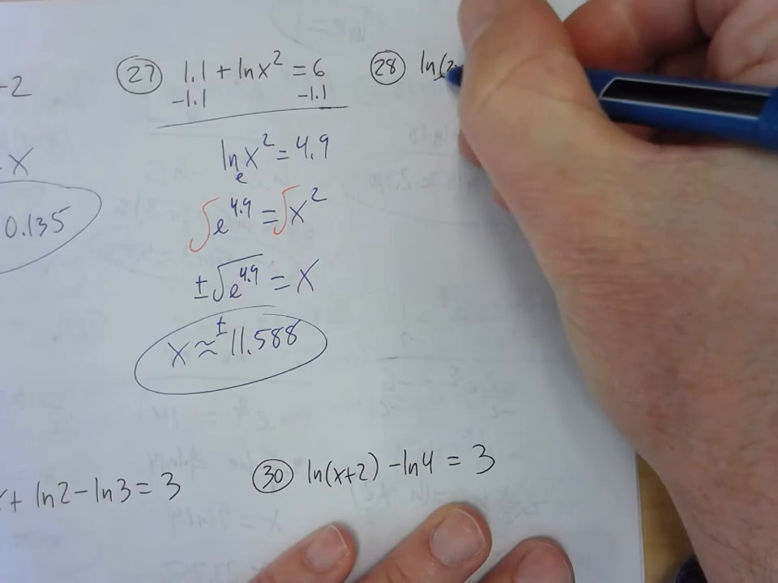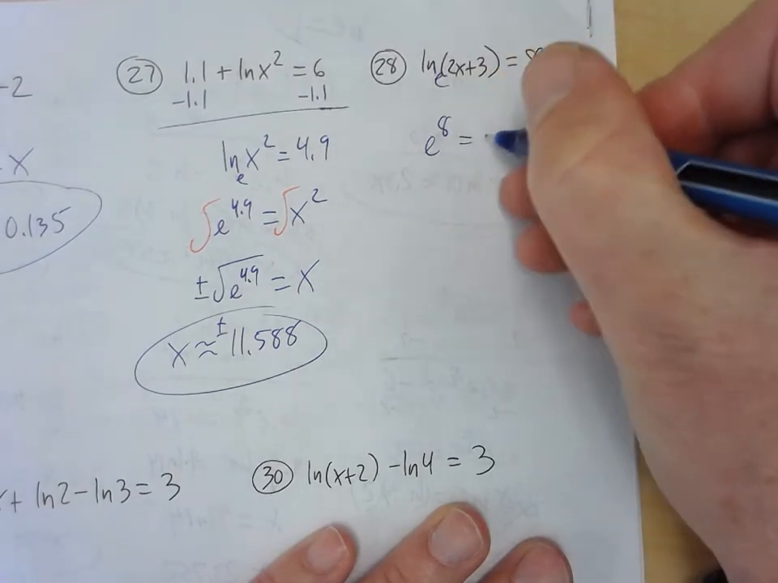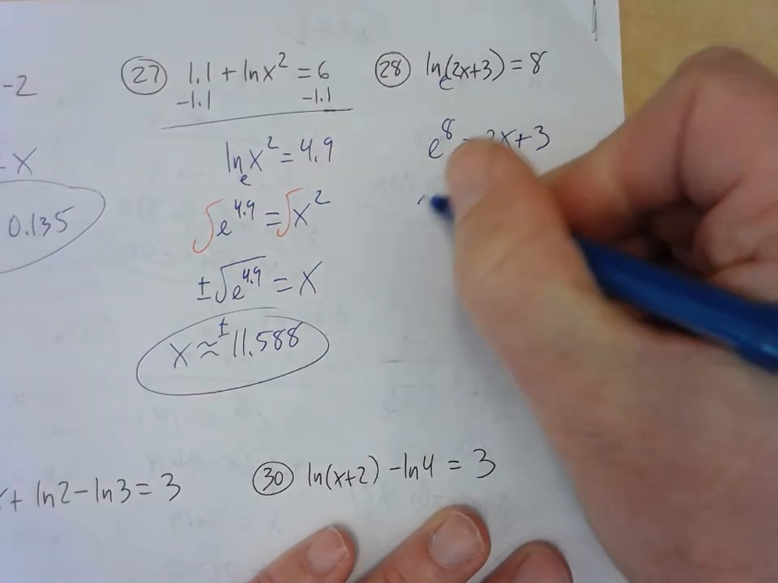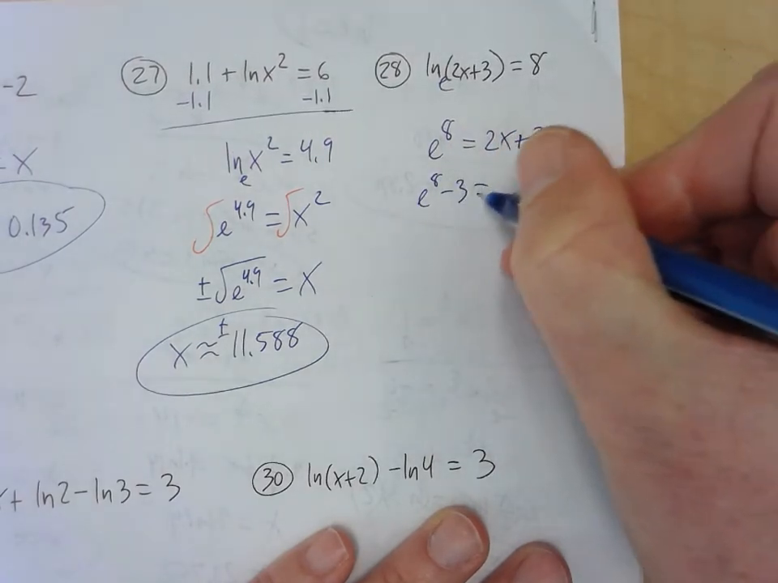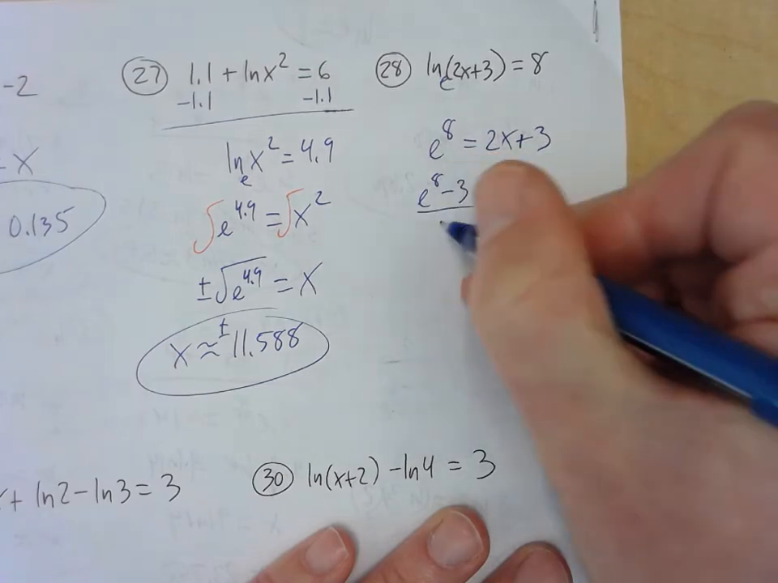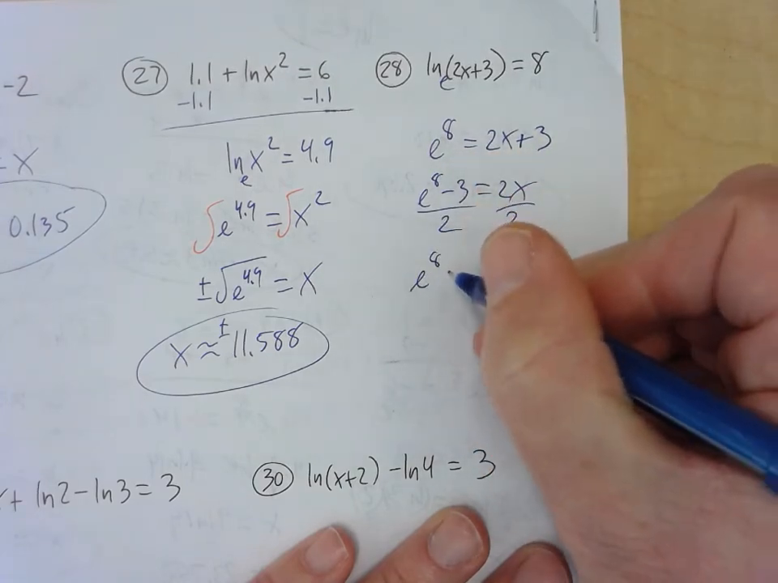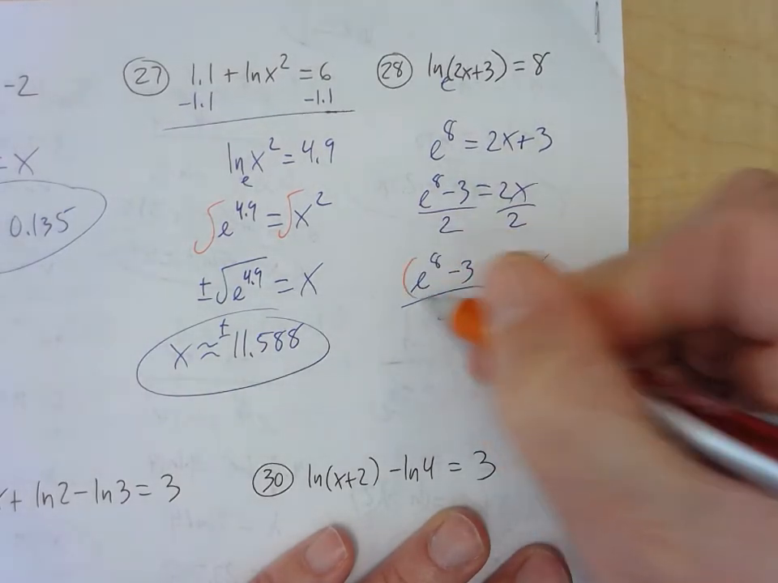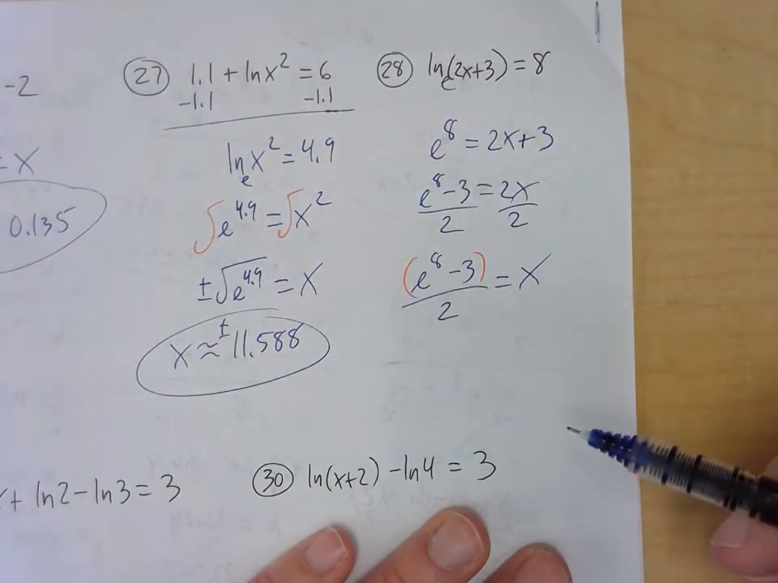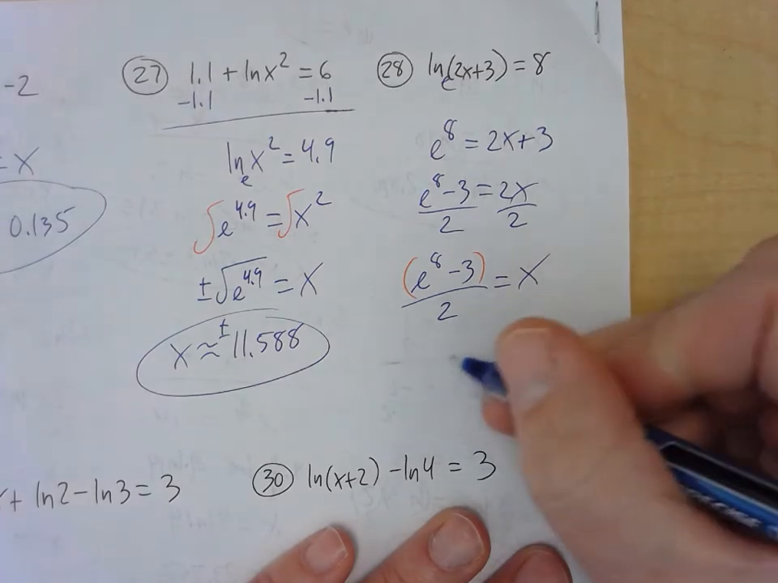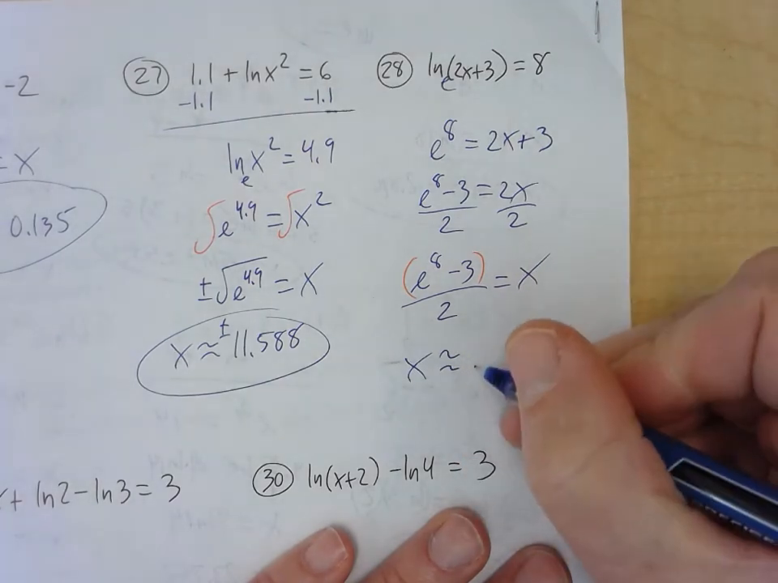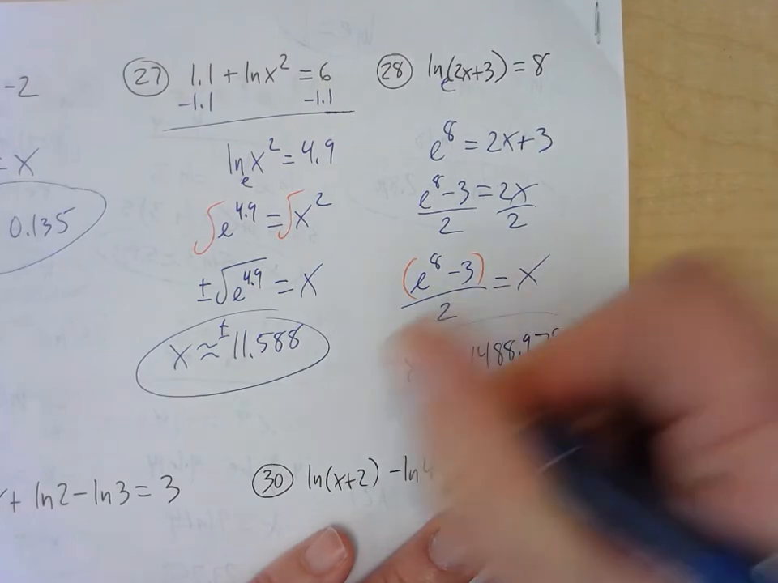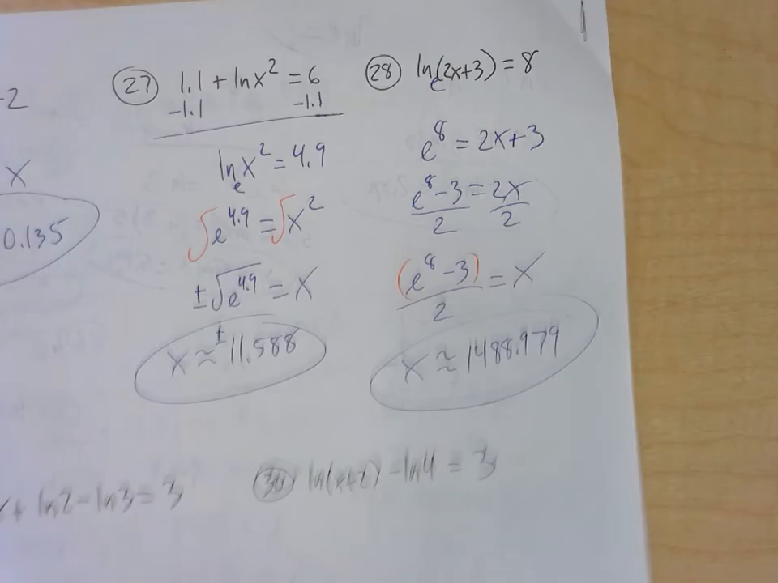This next one here, base is e, exponent is 8, is 2x plus 3. I'm going to subtract the 3 over and just divide by 2. So it's e to the 8th power minus 3 over 2 is equal to x. And again, if you're typing this into the calculator, make sure you have extra parentheses there if you're going to type it in all at once. So x is approximately equal to 1488.979.